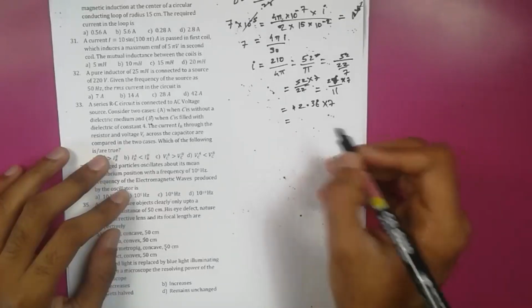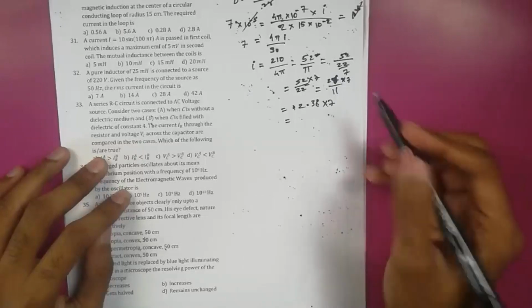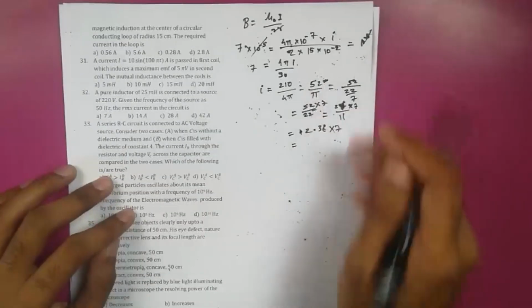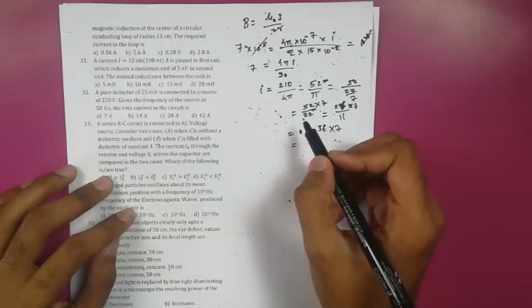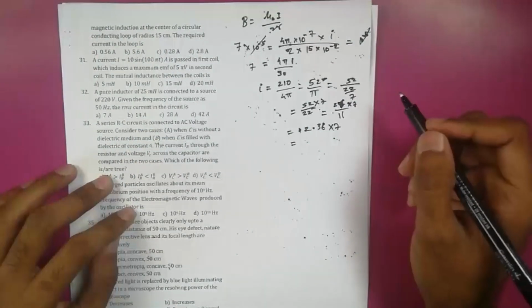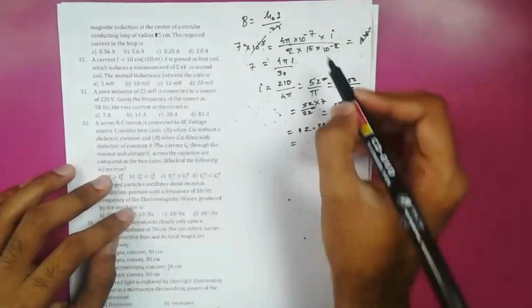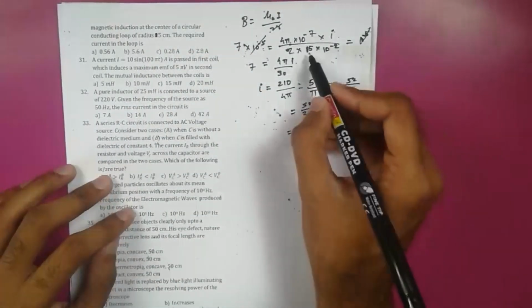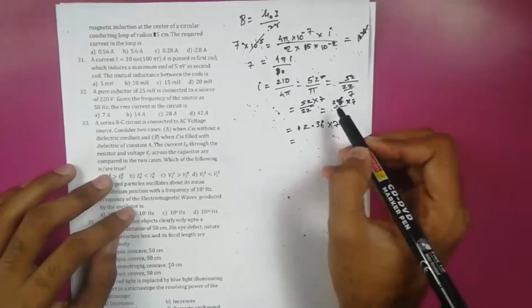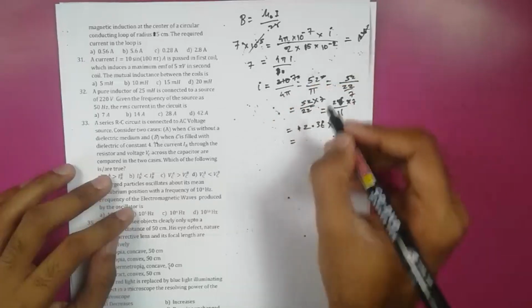Oh, did I miss something? 4 pi 10 to the minus 7. Oh, sorry. There's a slight difference. Circular conducting loop of radius 15 centimeter. Oh, so the question actually has 5 instead of 15. So this is 5. So this will be 10. And because this is 10, so this will be 70. And cancel it, okay.